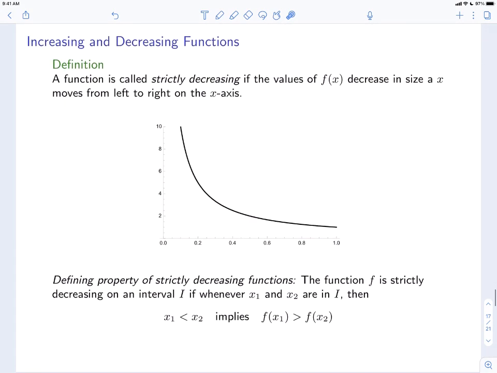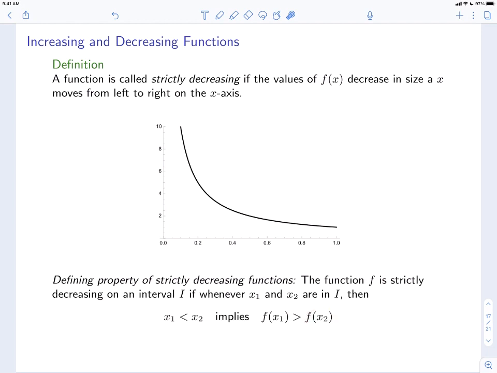You can also have something like this, which is strictly decreasing. Here we have a function which is strictly decreasing. That means that as you move from left to right, the y values get smaller and smaller. The defining property of a strictly decreasing function is that f is strictly decreasing on an interval if whenever x1 and x2 are in the interval and x1 is less than x2, then the output values are getting smaller. That means if x1 is strictly less than x2, then the output for x1 is strictly larger than the output for x2.